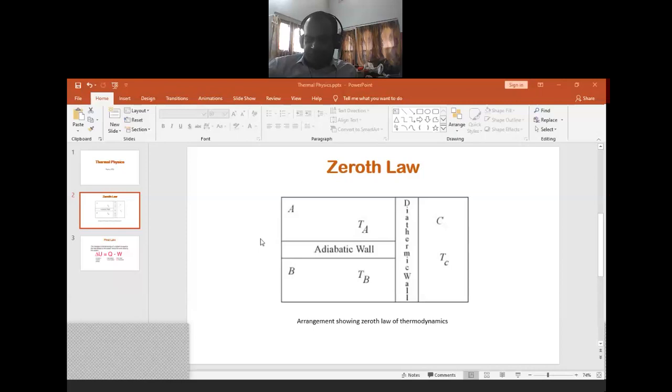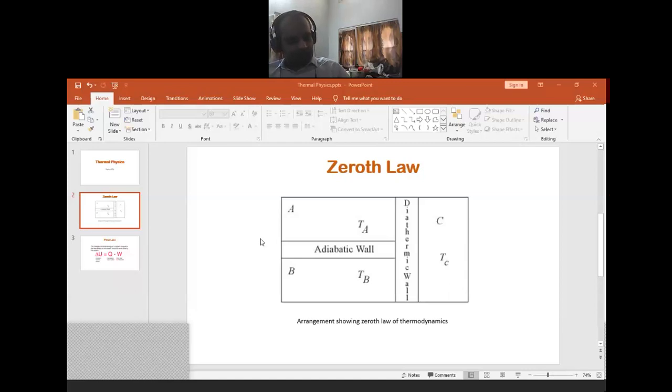Hence temperature of a system is defined as the property which determines whether or not a system is in thermal equilibrium with another system.